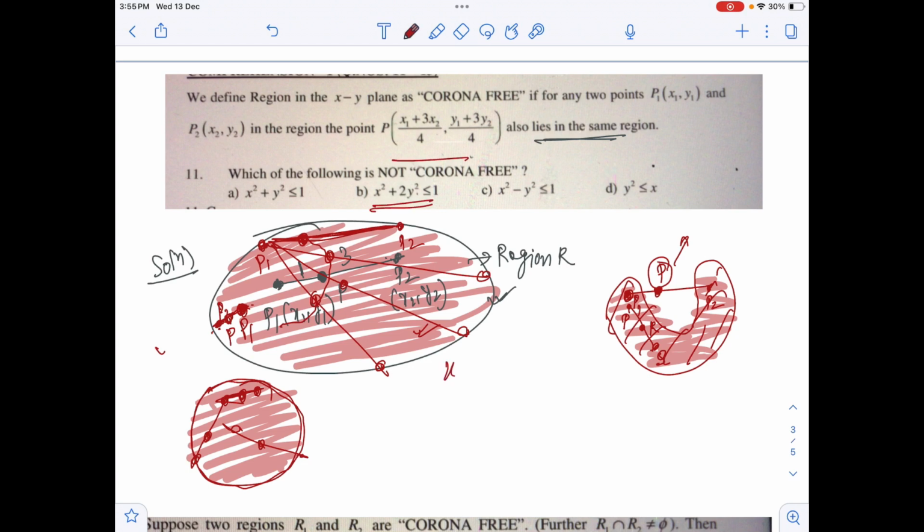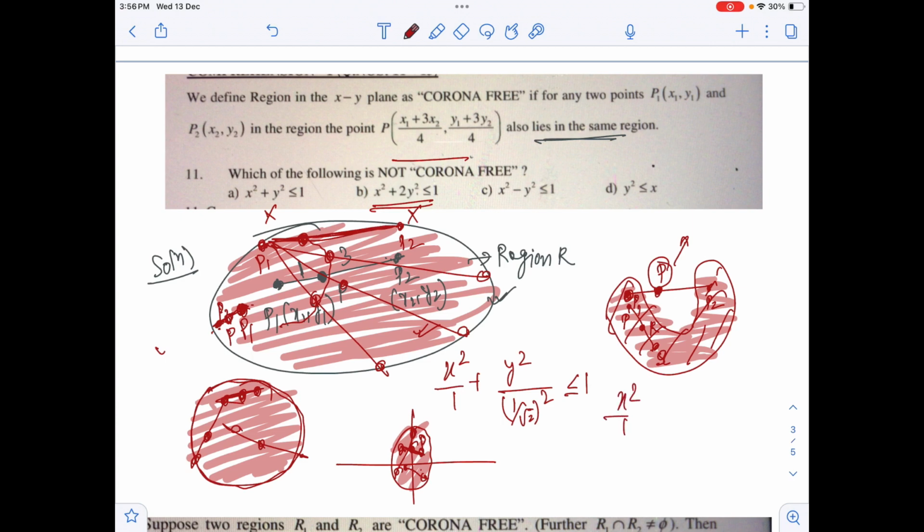What about option B? This represents the ellipse. x square by 1 plus y square by (1 by root 2) whole square is less than equal to 1. So if we plot the equality case, we'll have an ellipse something like this, right? So again for ellipse, if I pick up any 2 points, it's quite obvious the point which divides in the ratio 1:2 will also be inside. You can take any situations and the point is inside. So this is also a wrong answer because we want the one that is not corona free, right?